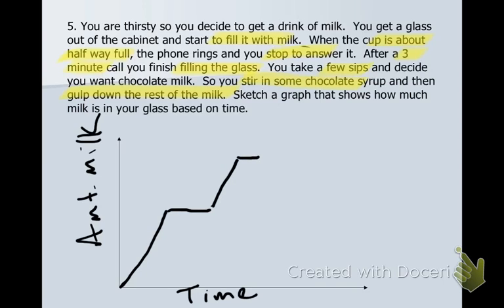Take a couple sips. So what's going to happen to the milk level when you take a couple sips? It's going to drop a little, right? Then you decide you want chocolate milk, so now you're going to put chocolate syrup in your milk. What's going to happen to the level then? I don't know if it necessarily will go back up above the original level of the milk. It kind of depends on a lot of things, right?